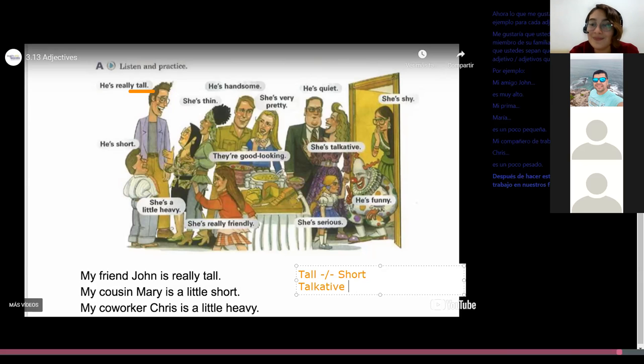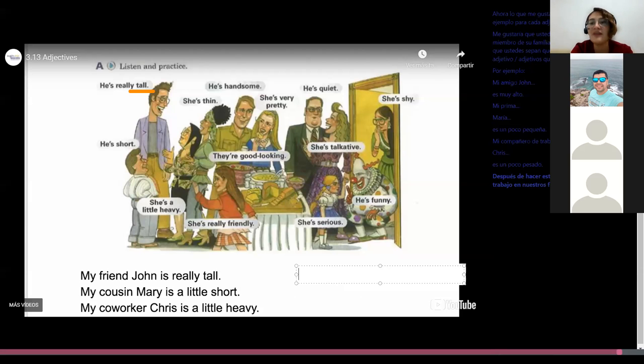Can I say he is very tall? It's the same. Yes, you can. He is very tall. He is really tall. He is super tall. Esos son adverbios de cantidad, right? Adverbs of quantity. So we say, how tall is he? He is very tall. He is super tall. He is incredibly tall. Sí podemos.